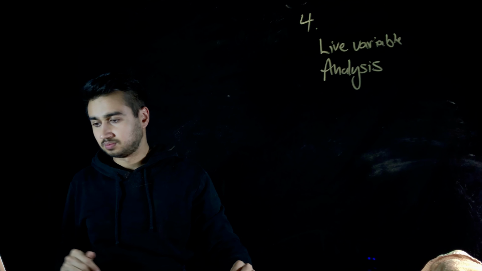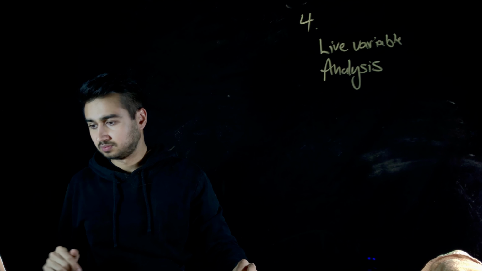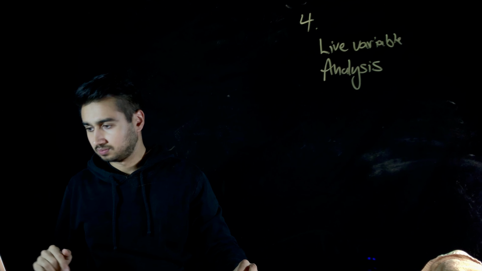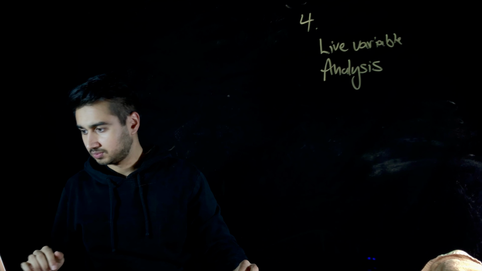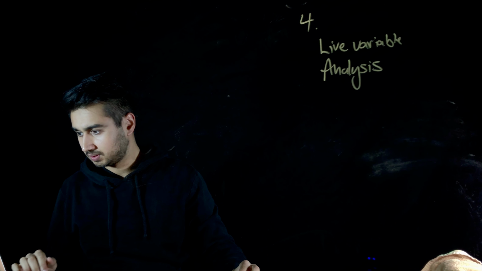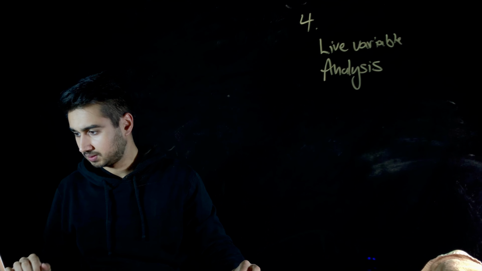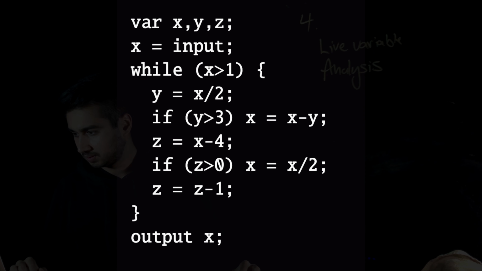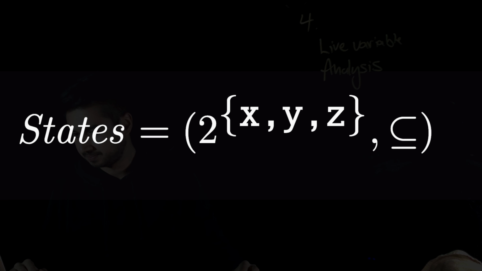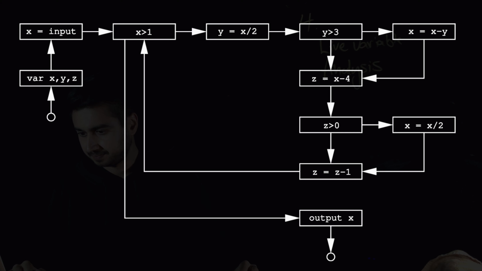Once again, with data flow analysis, we'll need a CFG and a lattice. And this time our lattice will be the power set lattice, where elements are the variables occurring in the given program. So for example, in this program, we have variables x, y, and z. And so the lattice representing abstract states is the power set of {x, y, z}. The CFG of this program will be as follows.